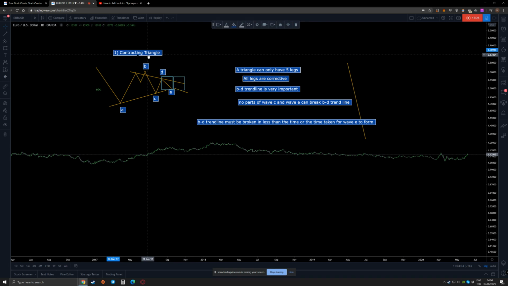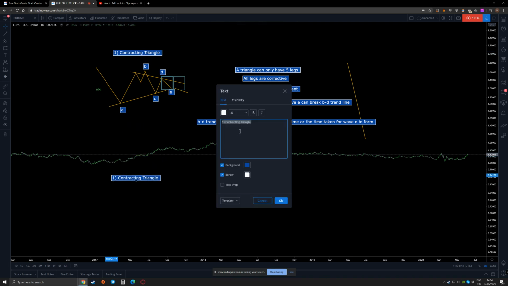Okay, so just because you have a contracting triangle, it doesn't mean that it will look like this. Okay, it can be a horizontal triangle, so they are still contracting, but it can be a horizontal triangle. So, horizontal triangle.